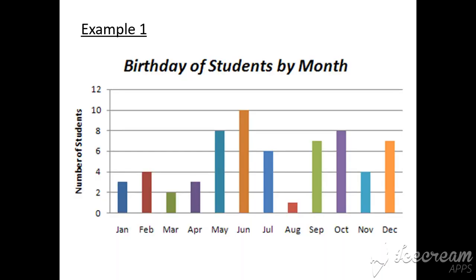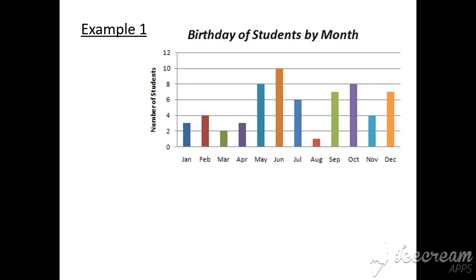Right, let's start off with example 1. This is a bar graph and we have the birthday of students by month. So on the y-axis we have the number of students and on the x-axis we have the 12 months in the year. So what kind of things could you chat about in this kind of graph?